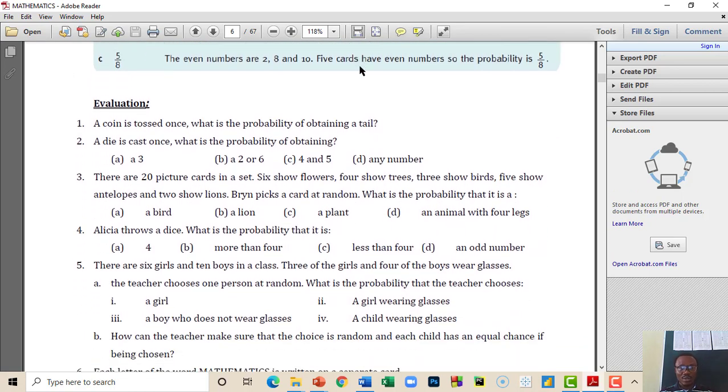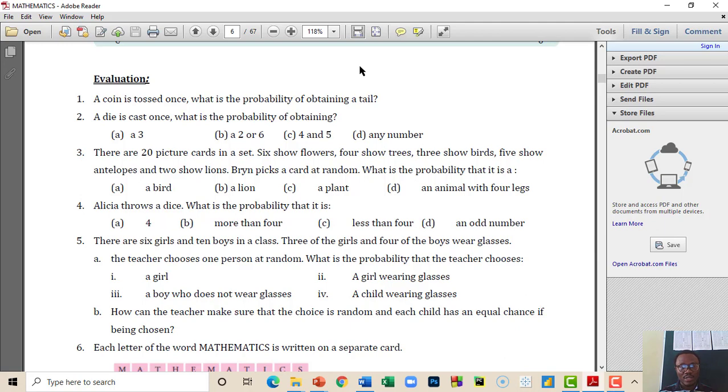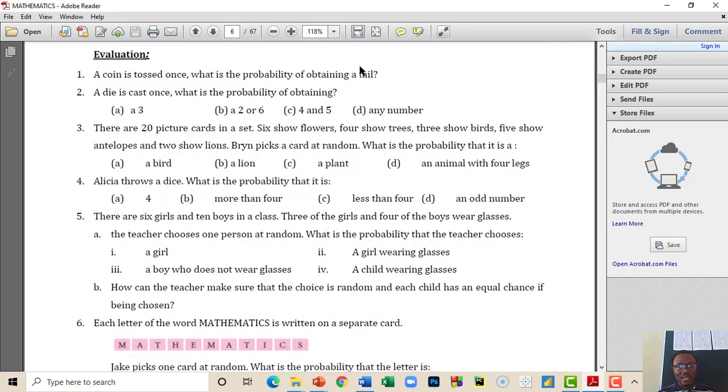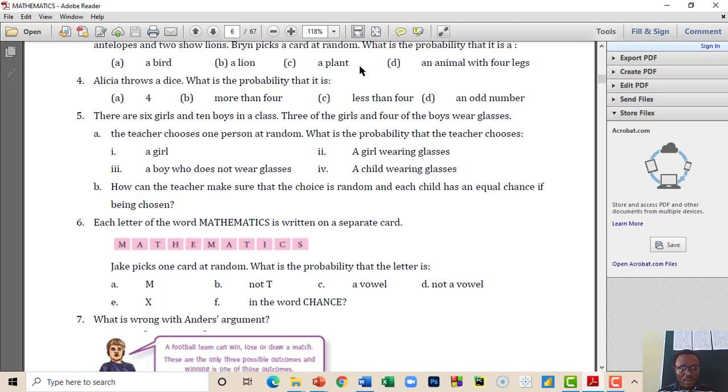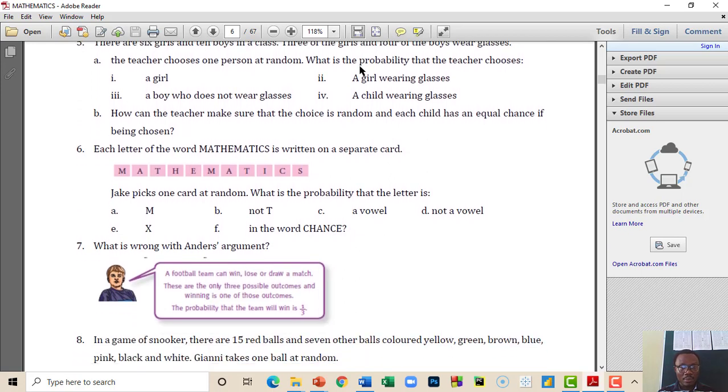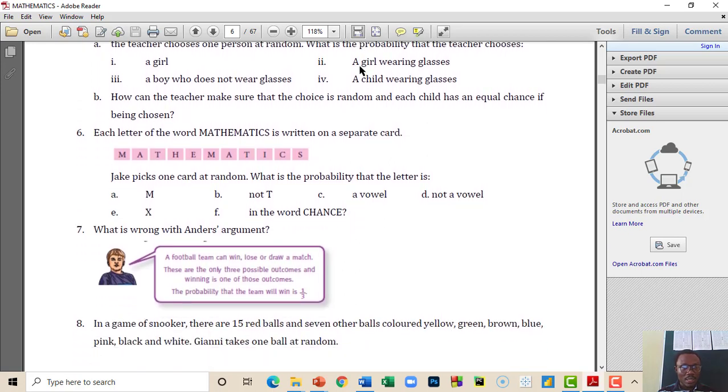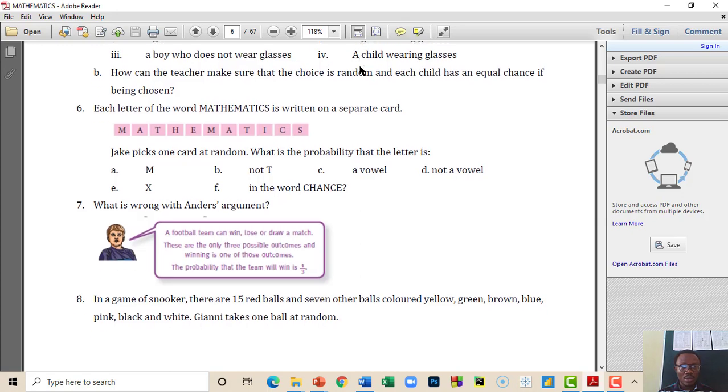We have some questions here, but time will not permit me to actually give them to you, because they are actually a PDF material. But let's just do some oral drill.